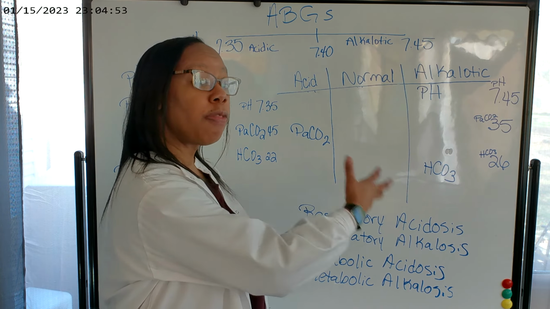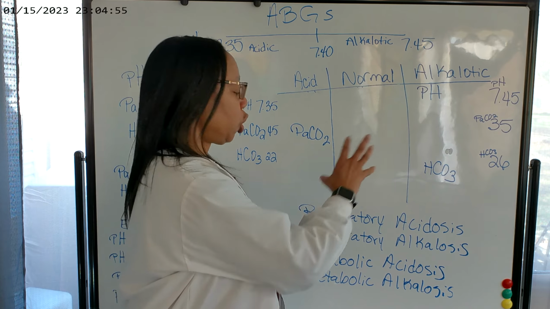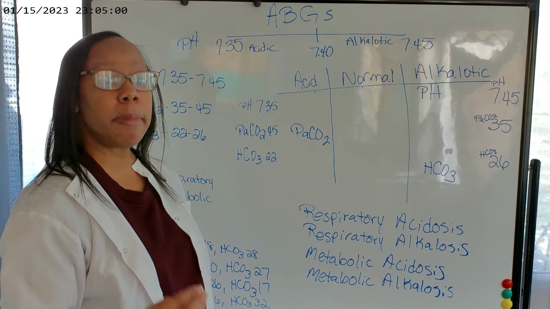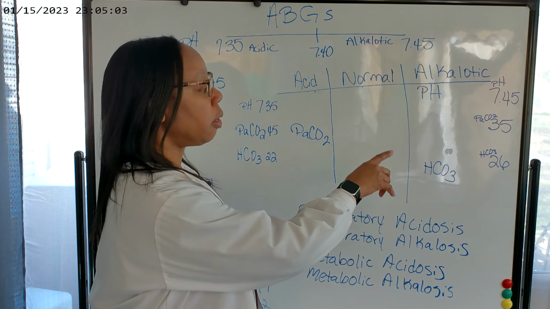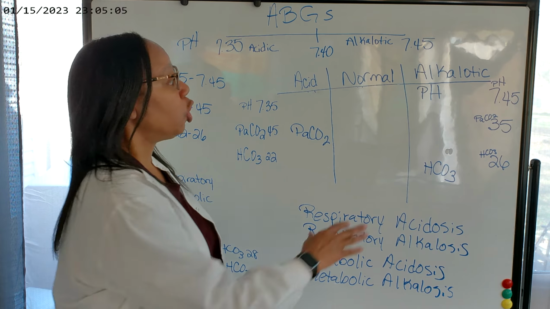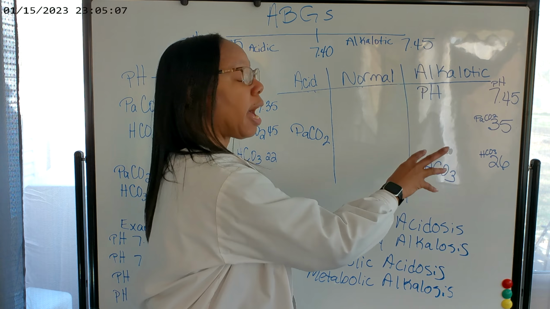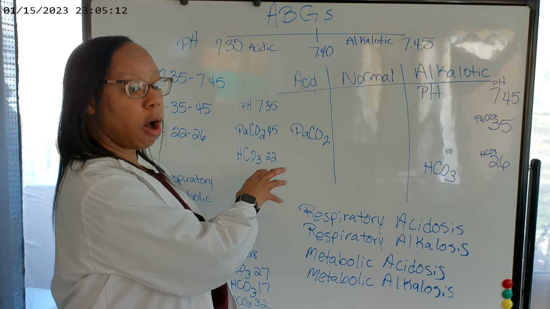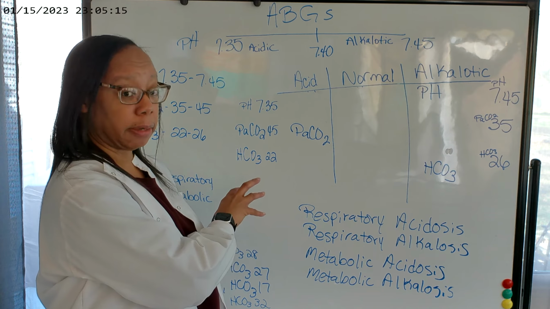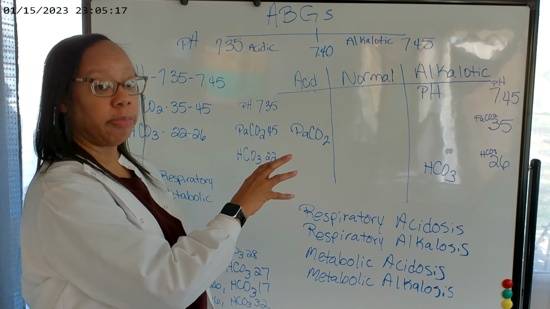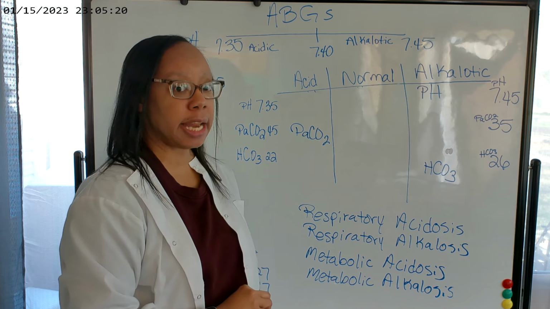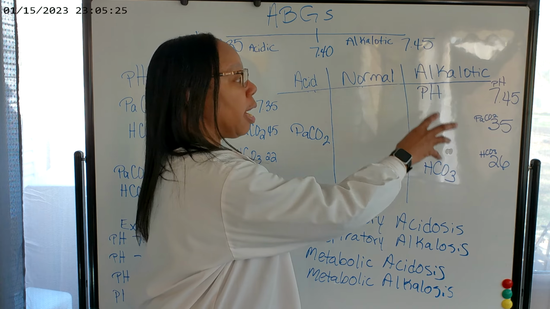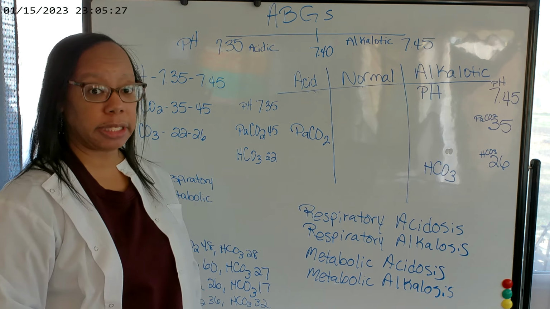However, again, we want the one that matches the pH to determine whether it's metabolic or respiratory. So the HCO3 is matching the pH, so therefore it's going to be a metabolic issue. So it's alkalosis, metabolic alkalosis. However, because this PaCO2 is throwing itself off, it's going to be partially compensating. It's partially because that pH has not become normal yet. So that's why it's partially. So metabolic alkalosis, partially compensating.